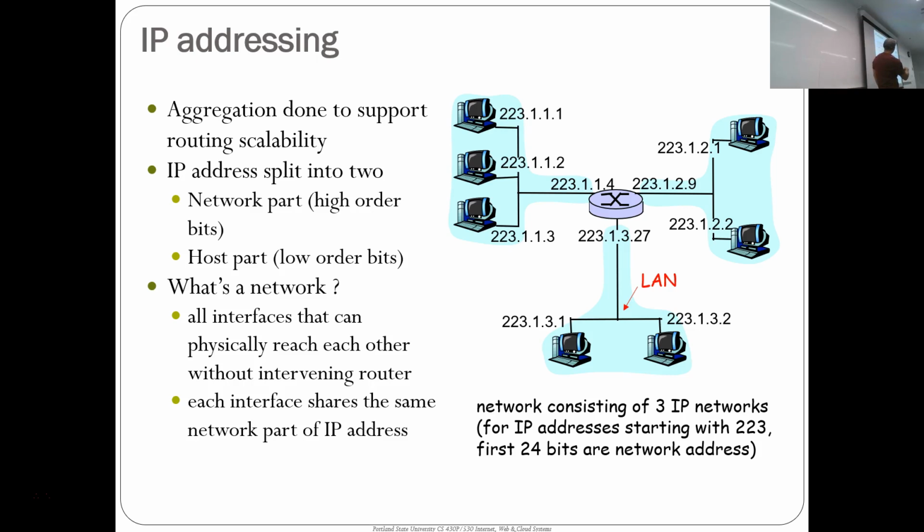In this case, the prefix is 223.1.1. That's 1.2. This is 1.3. And then the low order part is the last byte in this figure. You could draw this differently if you had a different demarcation, but this is for this figure. It's 3 networks done in that fashion.